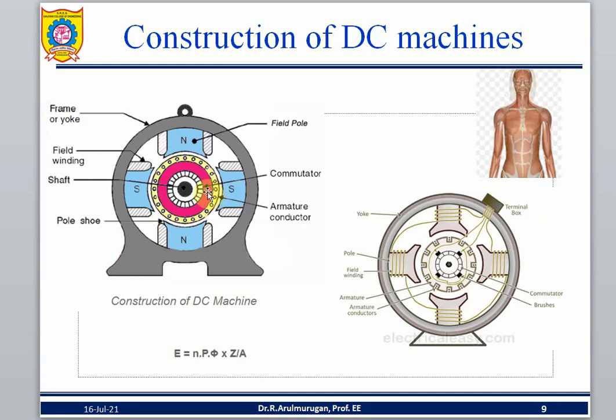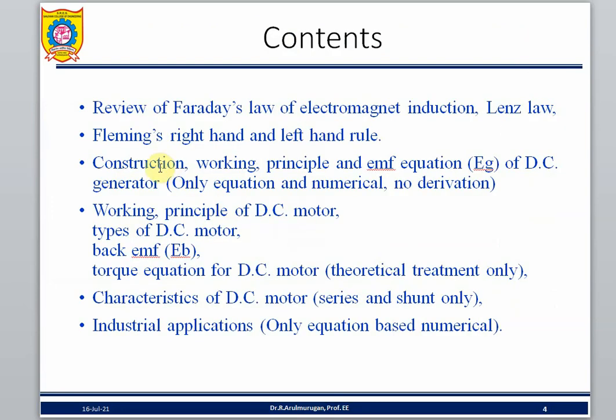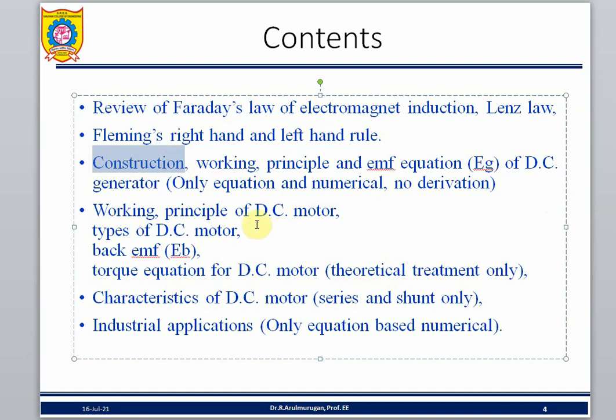There are two coils. The rotating coil is the armature coil. This is a slot; in the slot the coil is wound. This is a pole; in the pole the coil is wound. This is a stationary coil, the field coil. This is a rotating coil, so it will rotate. That's all about the construction of DC generators and DC motors, because the construction is common.